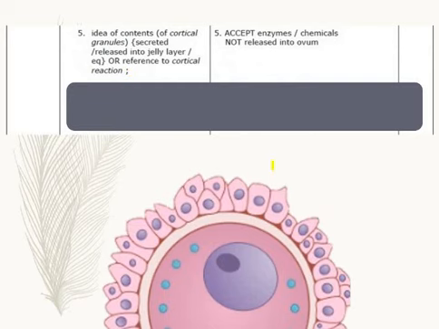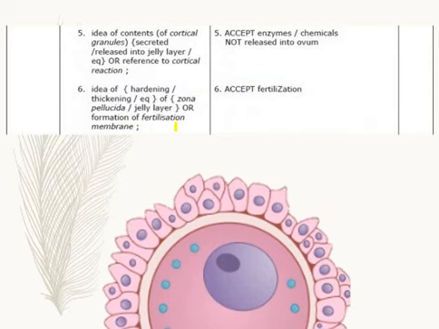And finally, and this is the mark that I would expect absolutely everyone to get, the idea of the hardening or thickening of the zona pellucida, or the formation of the fertilization membrane. This is the way that we've learned it, thickening of the zona pellucida. Okay, so there's 4 marks there, any 4 of these will do.